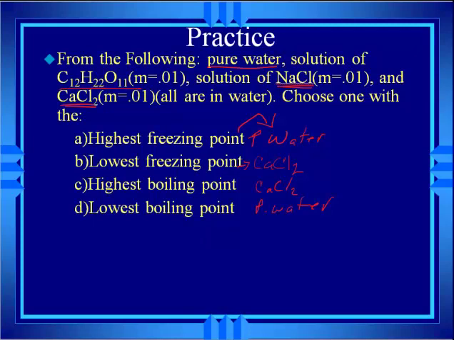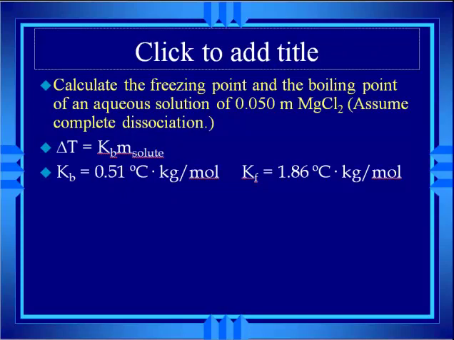The idea is that here we have 1 particle, here we have 2 particles, and here we have 3 particles. All right? Let's get to a problem. All right, here's a problem. Calculate the freezing point and the boiling point of an aqueous solution of 0.05 molal magnesium chloride. Assume complete dissociation. All right, now, we're missing something. We're missing the right equation. I need to have a little i right here, right? So let's work this out.